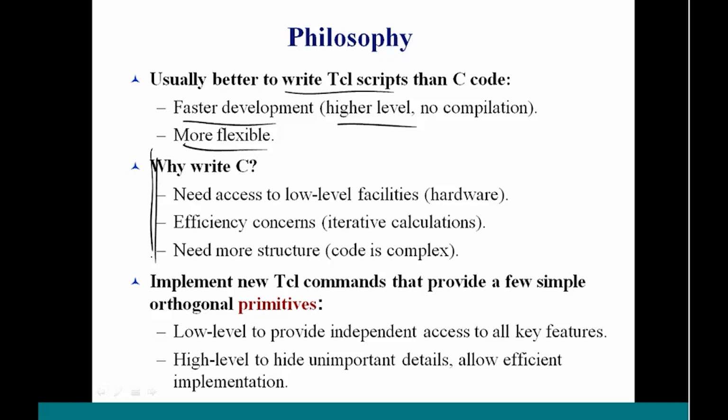Implementing new tickle commands that provide a few orthogonal primitives. There are some tickle commands that can actually give some extra ones. They are low level enough to provide independent access to all the key features with these primitives, and also high enough level to hide the unimportant details, and that allows an efficient implementation.